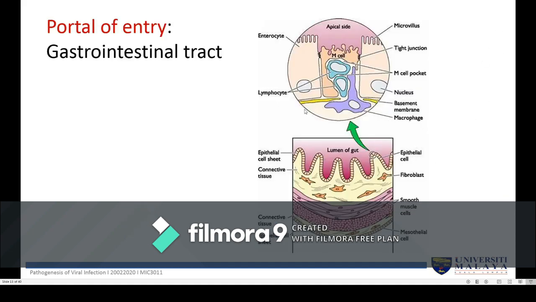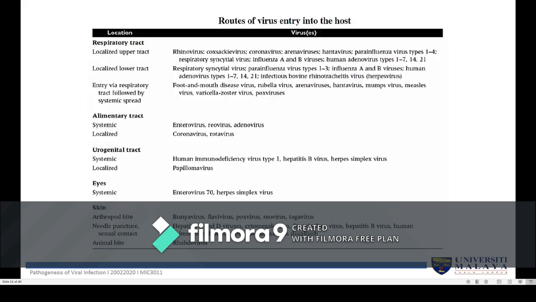So this is just to show you where the microvirus is. This is the cilia, and then we have macrophages and lymphocytes, which are there to actually kill the virus, but some of it can evade, cause an infection and be spread through this entry. Okay, so these are examples of viruses with their specific routes.